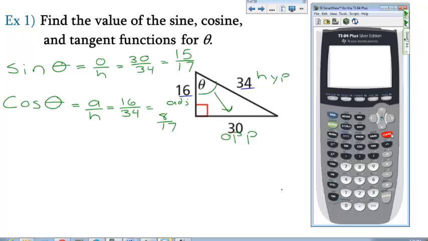Running out of room. Note to self. And finally, we're looking for tangent. Tangent of theta. Well, that's easy too, because we know that the tangent of theta is equal to the opposite over the adjacent. We already have them labeled, so it's plugging in. The opposite is equal to 30. The adjacent is 16. This reduces down by factoring out a 2 from both the numerator and denominator, to 15 over 8.